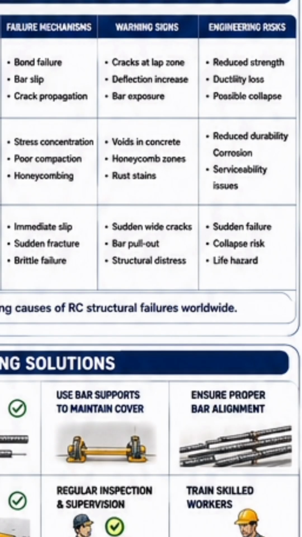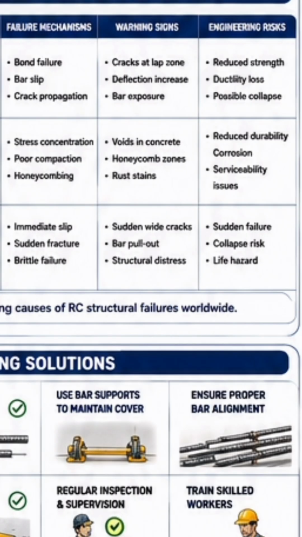Yeah, then we have engineering risk. What are those engineering risks that are obtainable from your lapping? Because on site you see people just tend to do lapping, but they don't understand the engineering risks involved in lapping. So for the lapping, you have reduced length, then ductility loss, then possible collapse. So that is for your lapping. You have these three engineering risks.